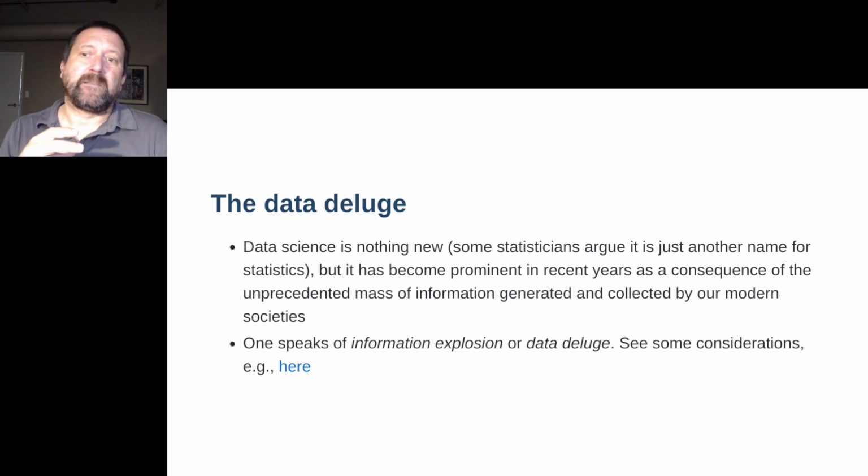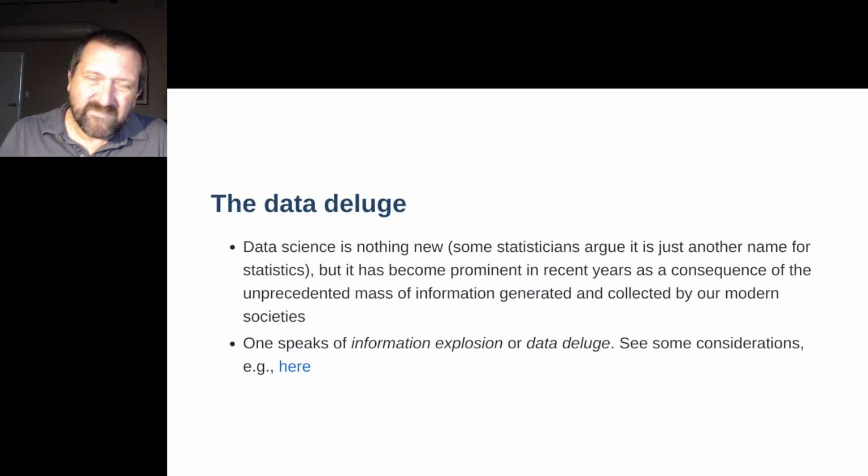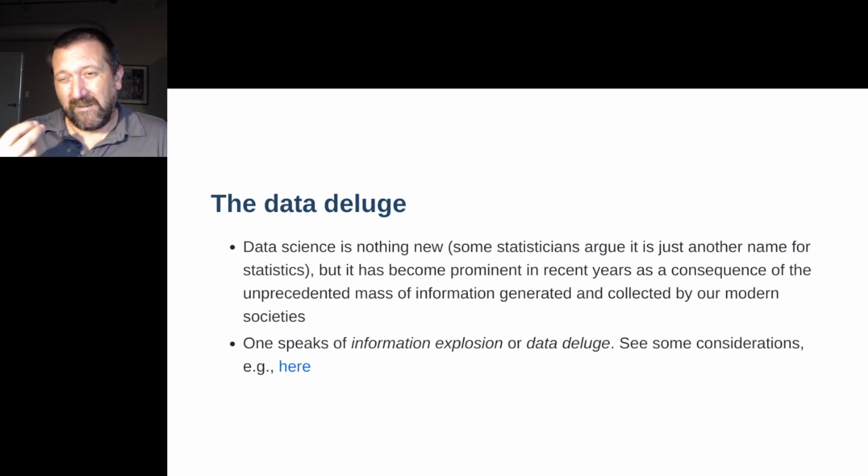Now, the big thing, the reason for the emergence of data science as a field recently, is that there's been what is called an explosion of information, or information deluge, data deluge. The idea is that the amount of data that we have now is without common measure to the amount of data we had before. So while data science is nothing new, there are some people in statistics, for example, that will argue that data science is just stats. But the amount of data that we have to deal with is unprecedented.